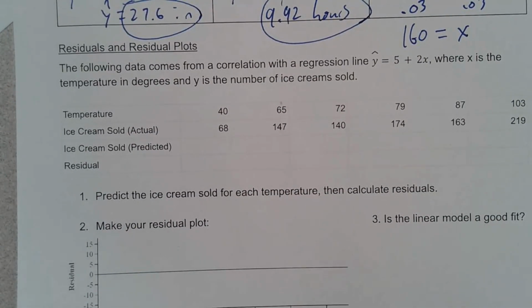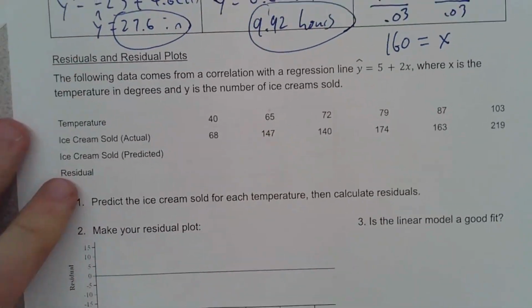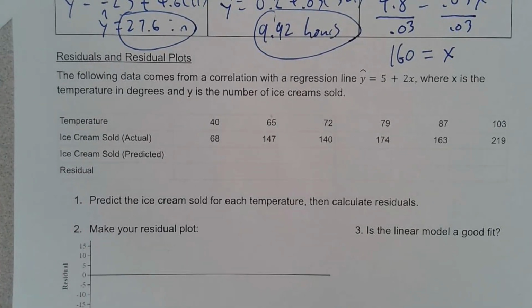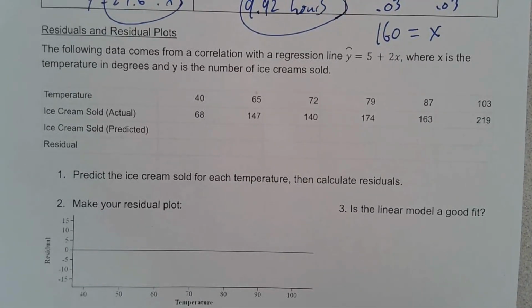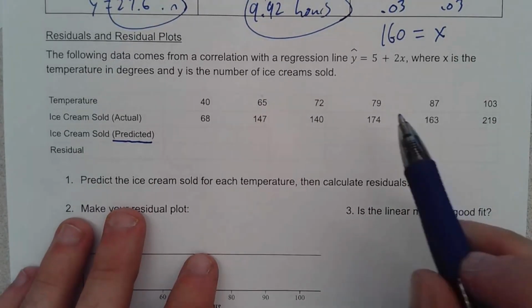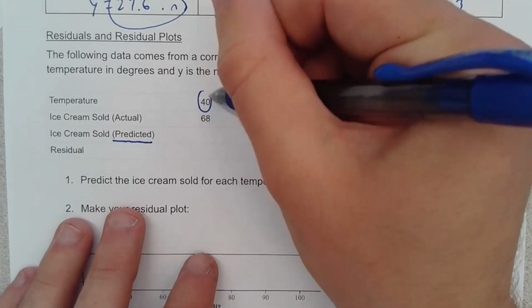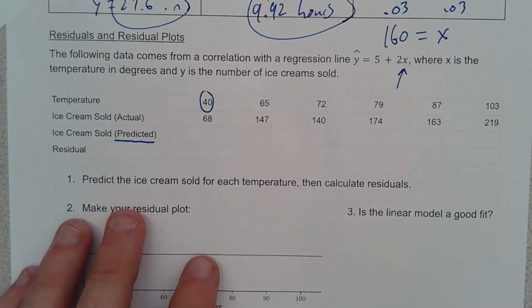Residuals and residual plot. So this is like what we did last class on the quiz. The following data comes from a correlation regression line where x is the temperature and y is the number of ice cream sold. Predict the ice cream sold for each temperature, then calculate the residuals. So to find the predictions, all you're doing is taking the temperature and plugging it in to the equation.